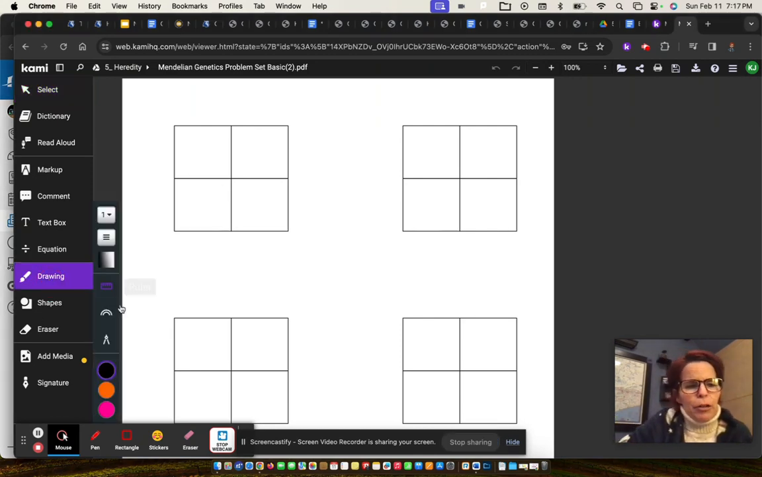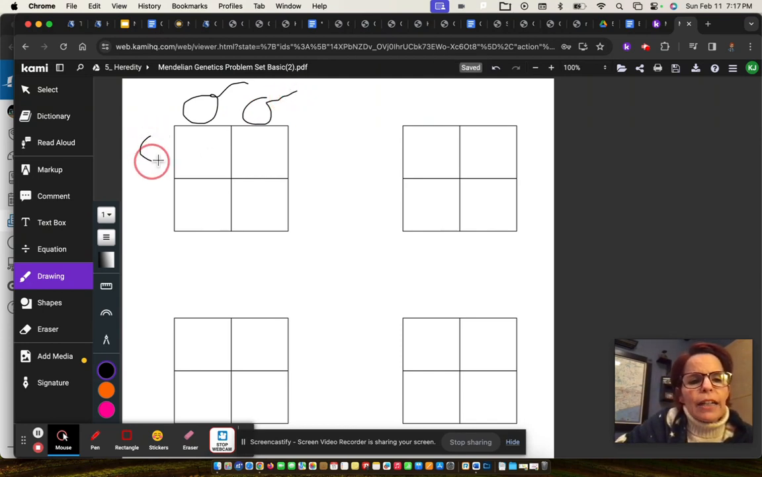Unfortunately, I didn't grab my Chromebook, so I'm going to have to draw with my finger, and these are going to be seriously bad drawings. But watch what I draw here. So I'm going to draw a little sperm here that represents the dad, and these are his possible sperm that he could donate to his child. And then over here, I'm going to draw the mom's eggs.